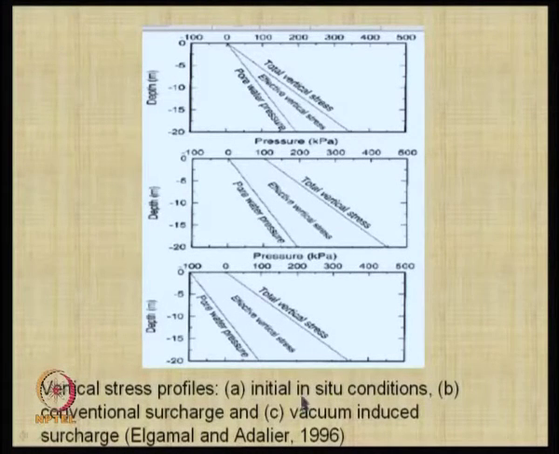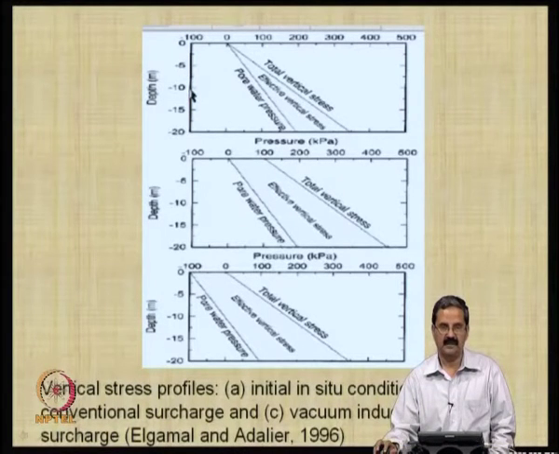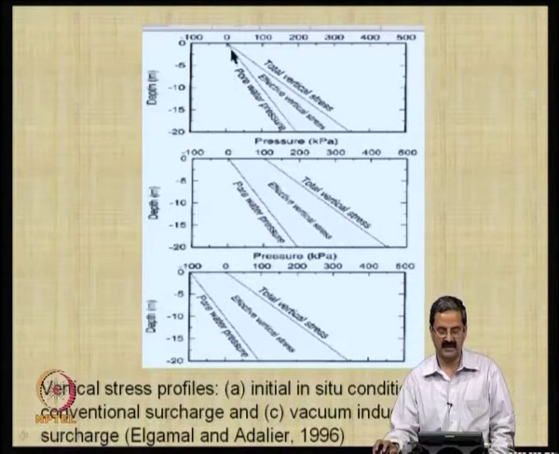Vertical stress profiles, like in situ soil conditions. You can see that this is the total vertical stress. How do you get it? Gamma times depth, like up to 5 meters, 10 meters, 15 meters, 20 meters, and I will get this effective stress. For example, at 5 meters depth, 5 into 20 is 100, and 10 into 20 is 200. So, it is like this, okay.